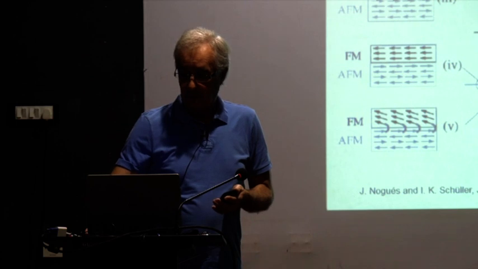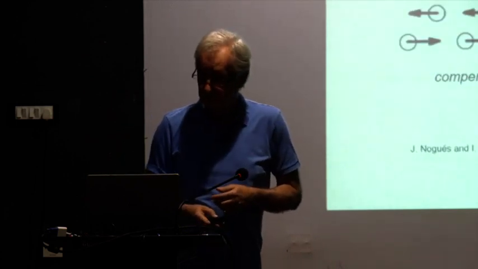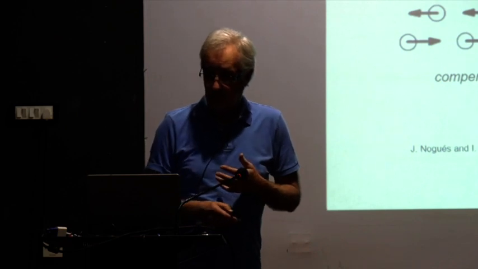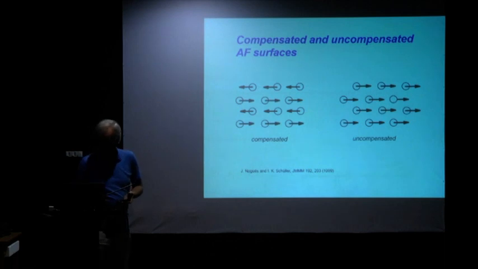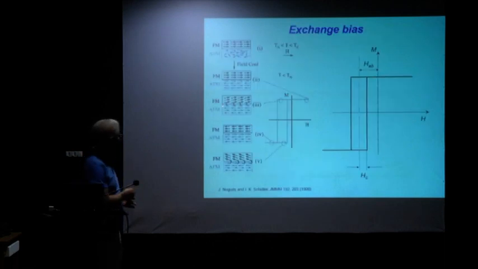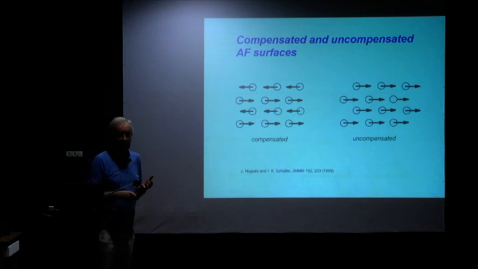So now, we talked about compensated antiferromagnetic surfaces and uncompensated. So if we look at these layers that are here in between, from the top, what we can see is we can either see this kind of an order or we can see this kind of an order. This is compensated and this is the so-called uncompensated.